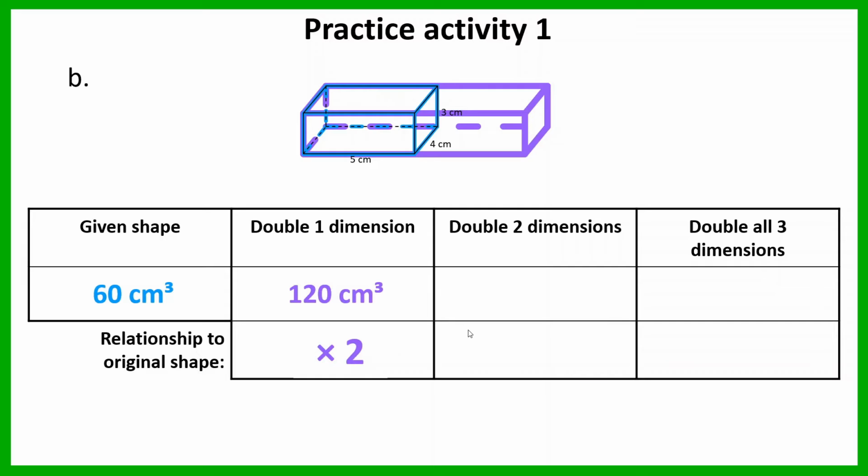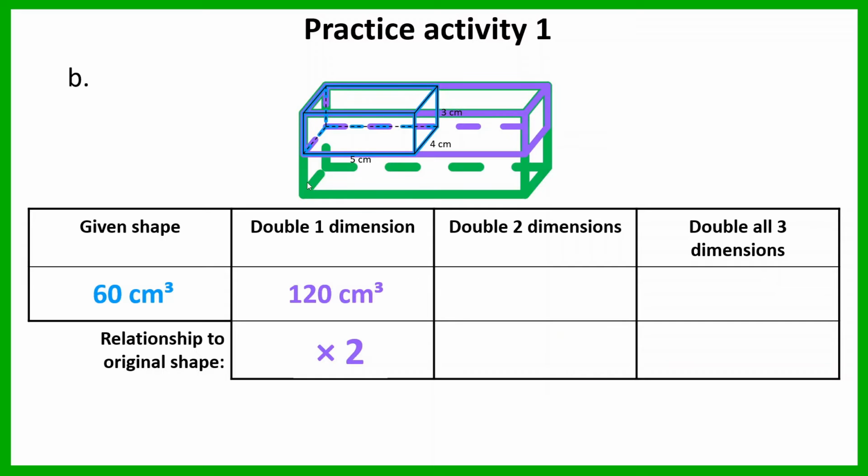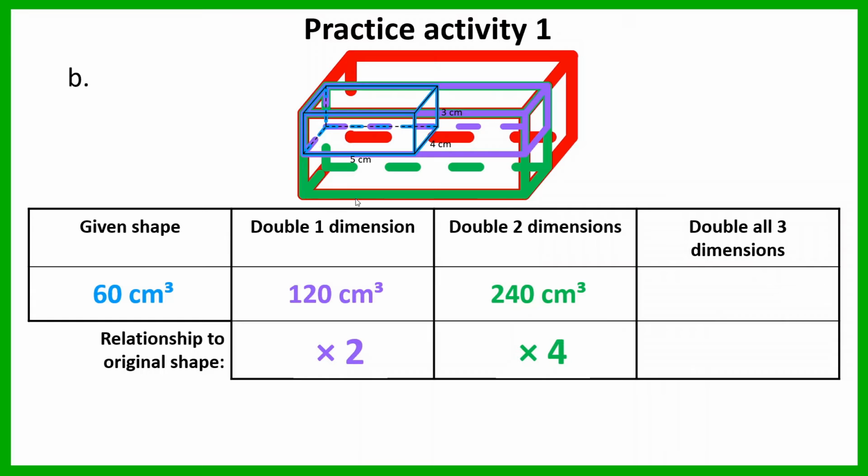If I double two dimensions, it'll look something like this, and you're going to have 10 by 4 by 6 over there. So that's going to be 240 centimeters cubed, which if I take the original shape, I need to multiply by 4 to get that. And then for the last one, we double all three dimensions. You'll end up with something like this. So now I have 10 by 8 by 6, and that gives us a volume of 480 centimeters cubed, which if we look at the relationship to the original shape, I have to multiply by 8 to get this new volume.